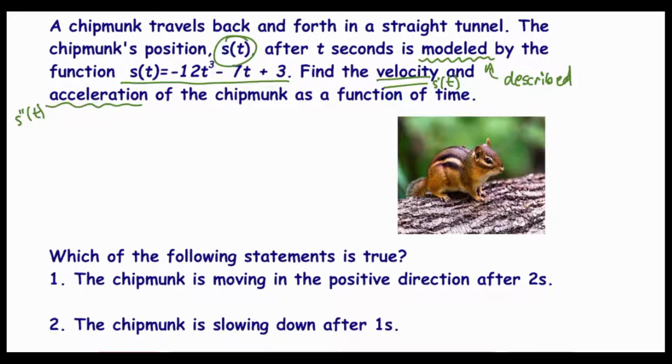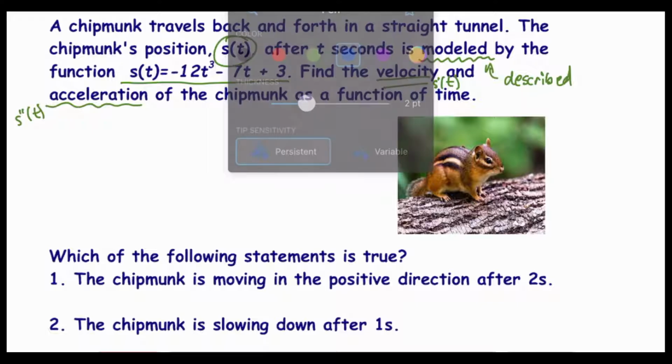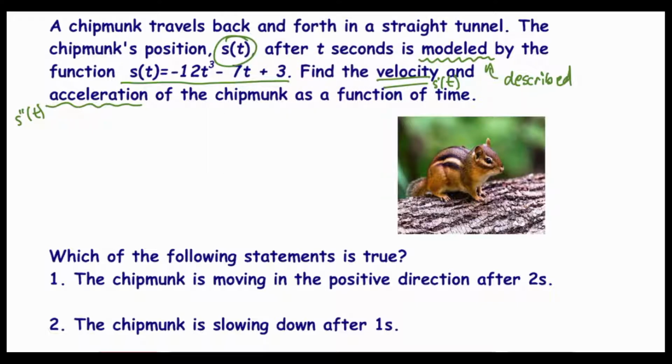So let's go ahead, let's write out our original function. Let's find its first derivative. Let's find its second derivative. So the position of my chipmunk is given by s of t equals negative 12 t cubed minus 7t plus 3. My first derivative, which is going to be the velocity. So velocity with respect to time is equal to s prime of t, which, just using our regular derivative rules here, we're going to get negative 36 t squared minus 7.